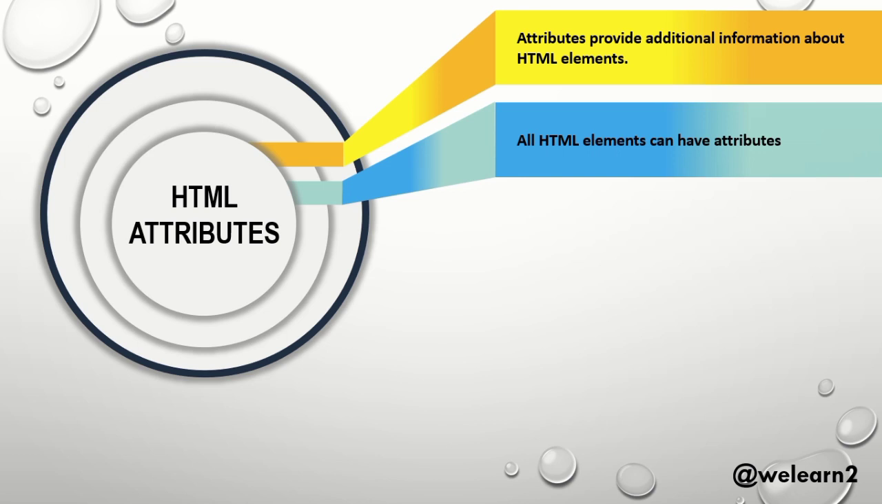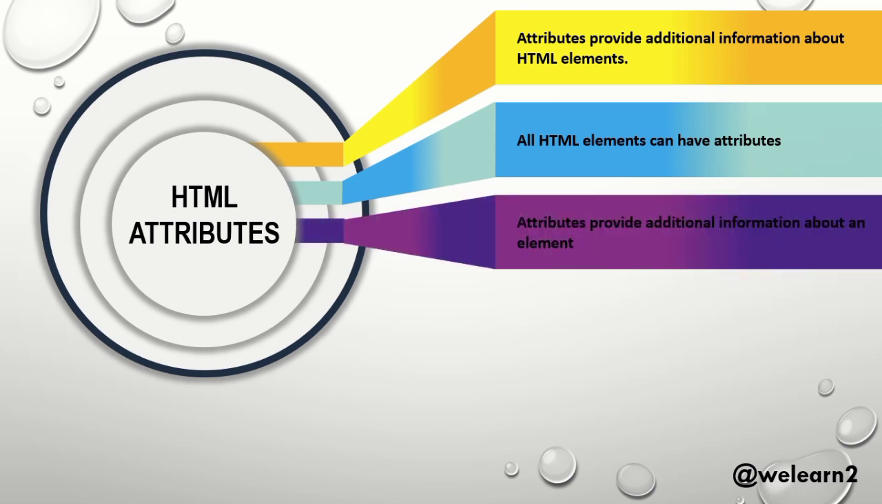All HTML elements can have attributes. Some can do without attributes, of course, but others cannot. For example, the image tag cannot do without an attribute. It must have an attribute, but h1 can be on its own without an attribute and still be okay.